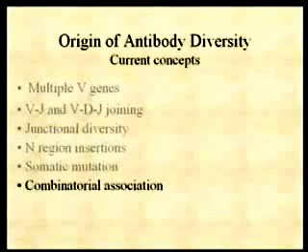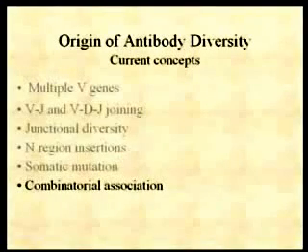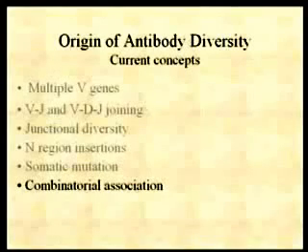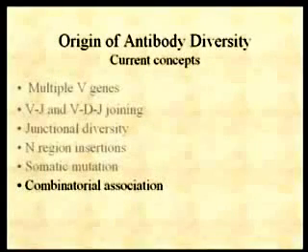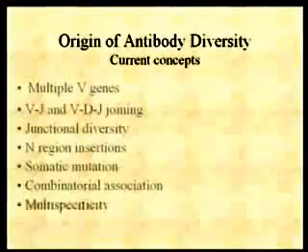And then combinatorial association. This is nothing else but a fancy way of saying that a B cell can make any heavy chain and make any light chain, and when it assembles heavy and light chain, that's what ultimately determines the specificity. So even if you took this exact same heavy chain, but you combined it with two different light chains, you would get antibodies with different specificities, because the specificity is determined by both the heavy and the light chain. All right, so that's what combinatorial association is.